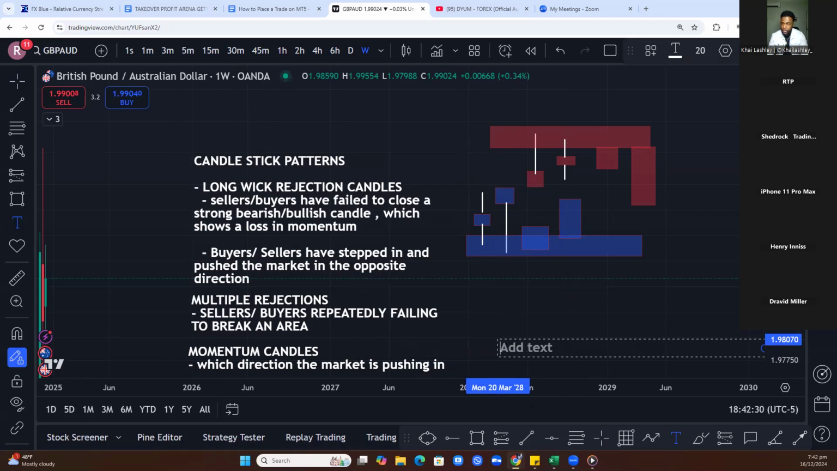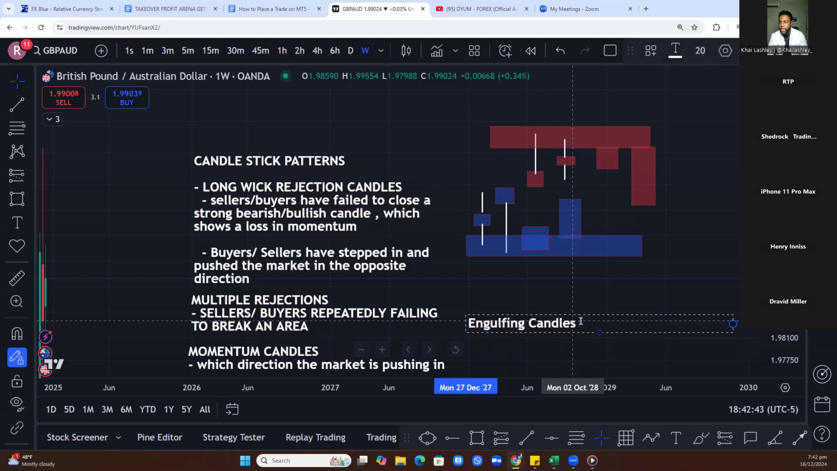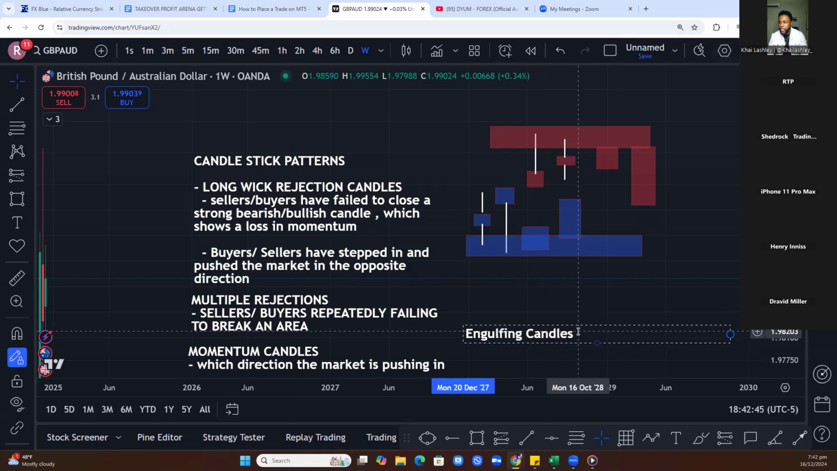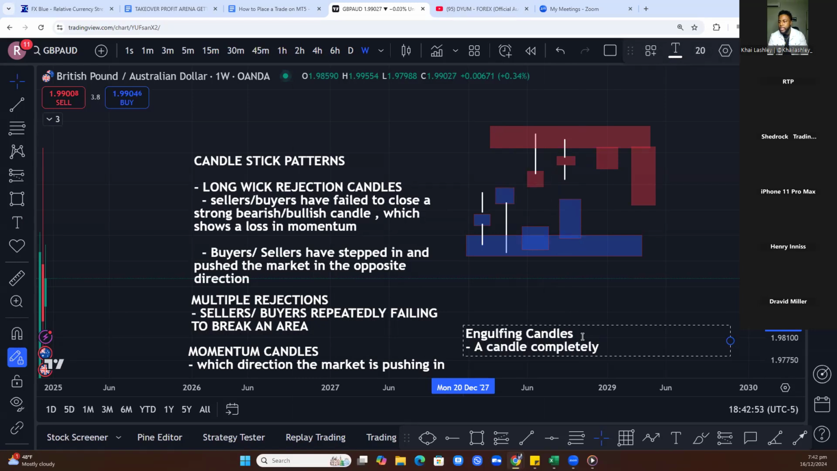Let's see, engulfing. Perfect. You're looking for engulfing candles. Also shows momentum in the market. It also shows where the market is pushing in. And basically, this is where a candle completely engulfs a previous candle.